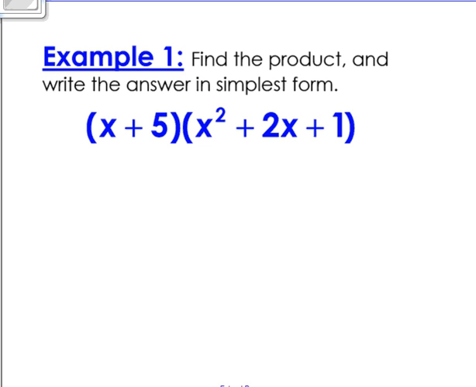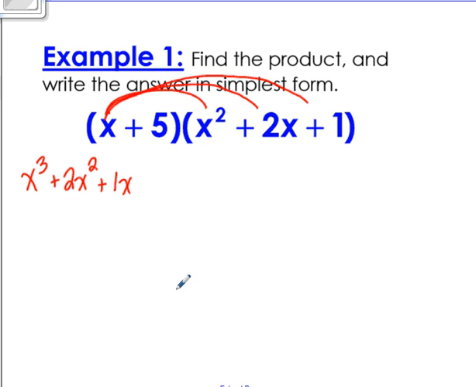Again, this really isn't any different. I'm going to show you both ways for the first example. But basically, just like we did before, you're multiplying everything in the first set of parentheses times everything in the second. So you're just distributing everything to everything. So, first step, I'm multiplying x times x squared, and I get an x to the third. And then I'm going to multiply x times 2x, and that gives me a positive 2x squared, because x times x is x squared. And then x times 1, which is just a positive 1x.